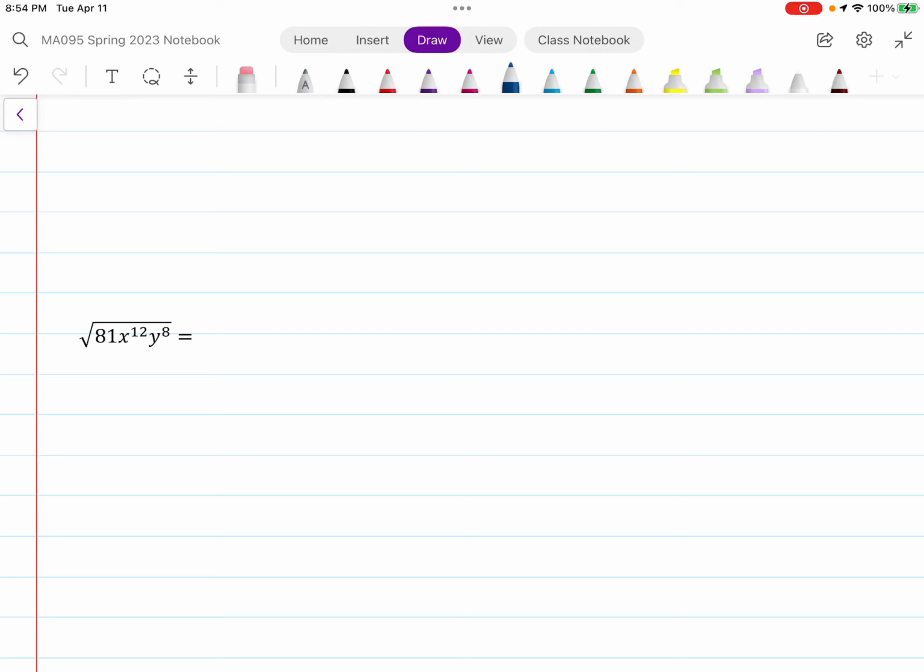Before you begin, notice that this exponent is even and this one is even, so when we square root them, it's just half. All right, so the square root of 81 becomes 9. The square root of x to the 12th: remember, this is a 2. So we're going to take x to the 12 over 2 and y to the 8 over 2, because we're square rooting it, so it's over 2. And we learned that last time. So we get 9x to the 6th, y to the 4.